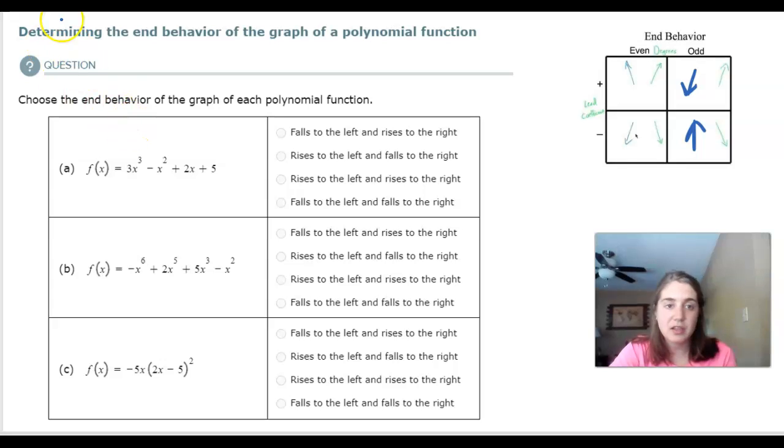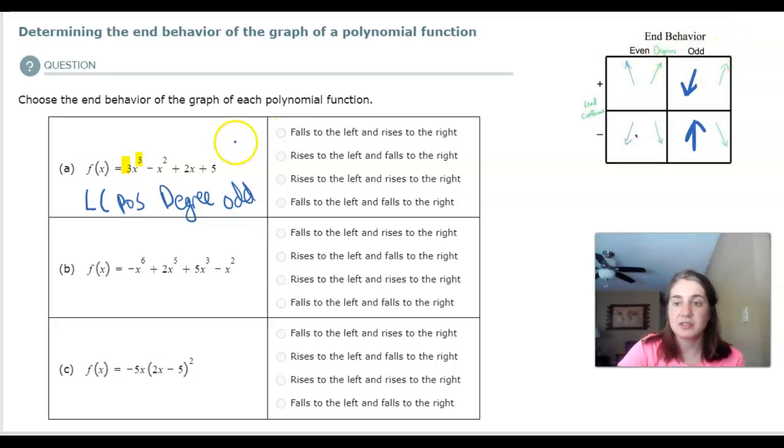So I'm looking at my leading coefficient and my degree. My leading coefficient is positive. My degree of 3 is odd. So I want positive odd, so it's going to be down up. So falls on the left, rises on the right.